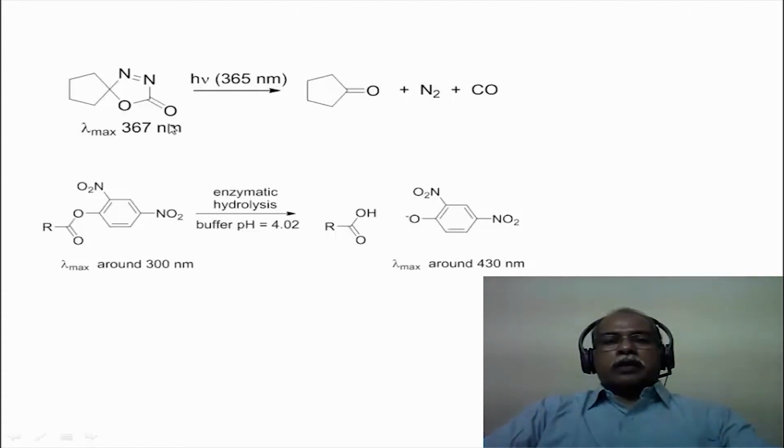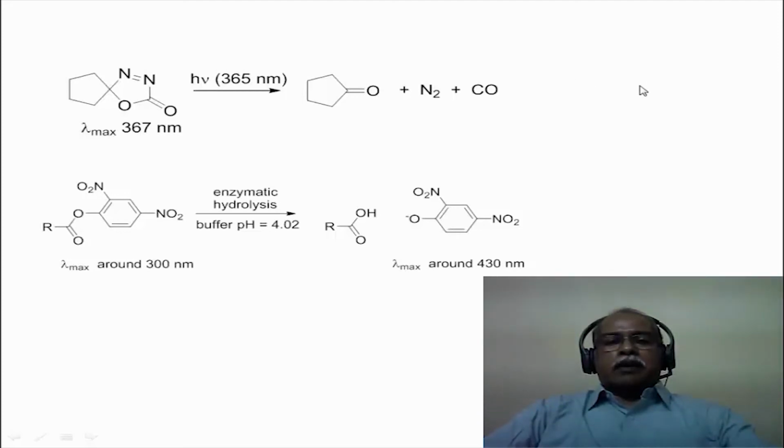So if one wants to follow the kinetics of this particular reaction, one can take this substance of known concentration, irradiate it and follow it by spectrophotometry, because the band at 360 nanometer will keep on decreasing in intensity because of the decomposition of this molecule to cyclopentanone. Cyclopentanone itself does not absorb in this region, so the decrease in the intensity of absorption can be quantified using the Beer-Lambert law, and hence the kinetics of this kind of photochemical reaction can be easily studied using ultraviolet visible spectroscopy. Another application of ultraviolet visible spectroscopy is shown here.